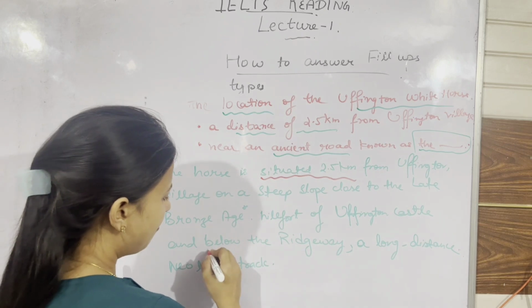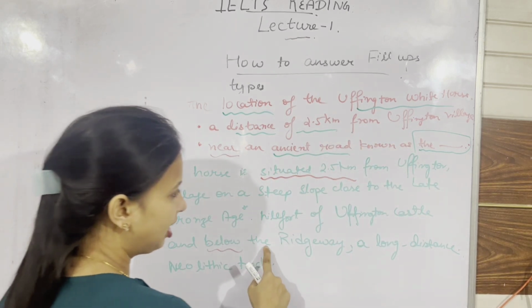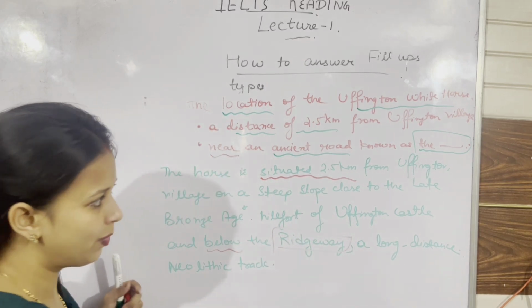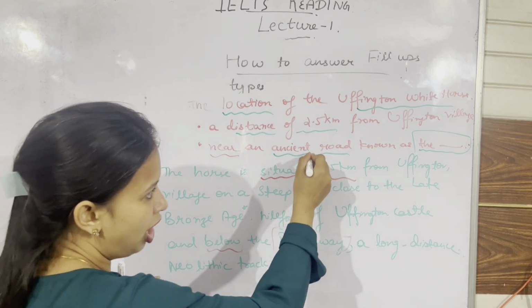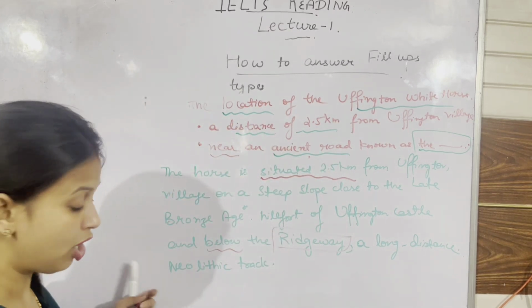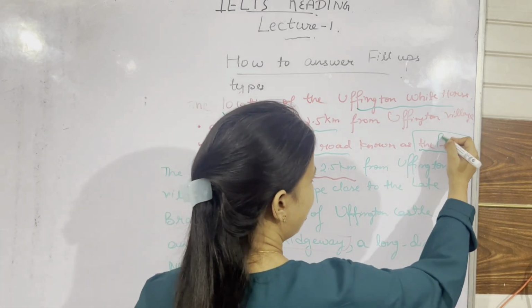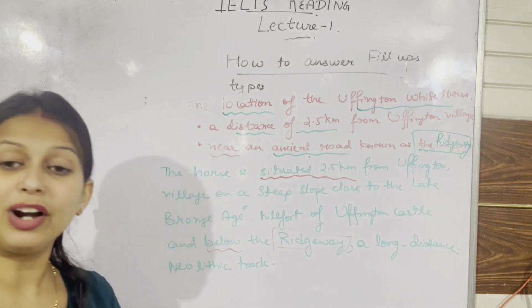Near, below, ancient road known as the dash. So, the ridgeway. What is the ridgeway? It is a long distance Neolithic track, which is also called an ancient road. So, what should be the answer? The answer has to be ridgeway. Is that clear?